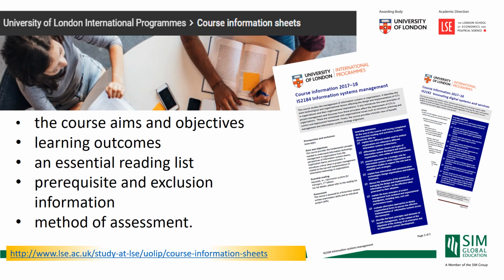So the course information sheets will give you a snapshot, a synopsis of one particular course. Okay, it basically tells you, in maybe 1 or 2 pages amount of volume, the course aims and objectives, learning outcomes, and some course information sheets also give the essential reading list, prerequisites, exclusion information, as well as the method of assessments.